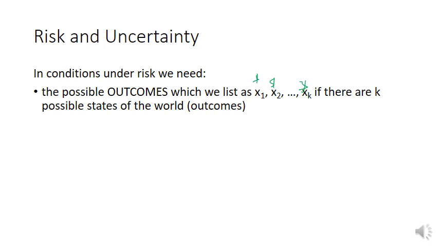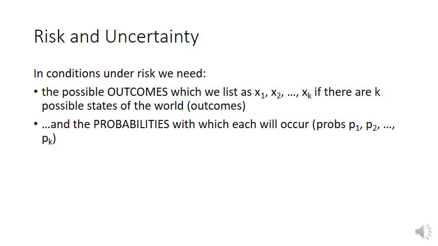Once we have these outcomes, we can then categorize them by the probabilities with which they will occur, denoted by p's with subscripts, so p sub 1, p sub 2, all the way up to p sub k for k possible outcomes.